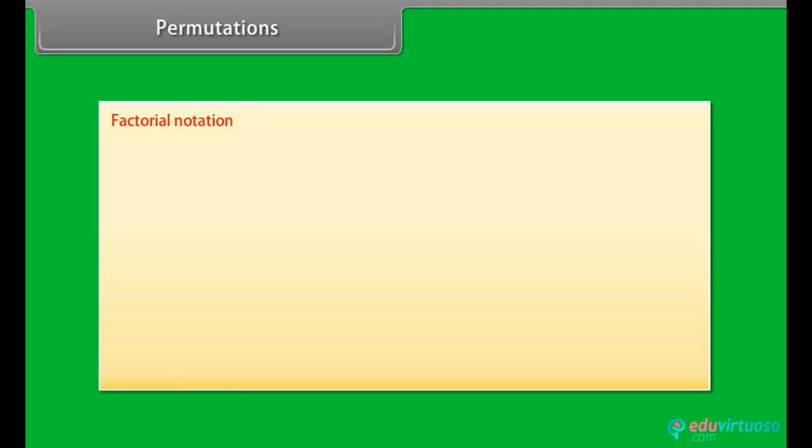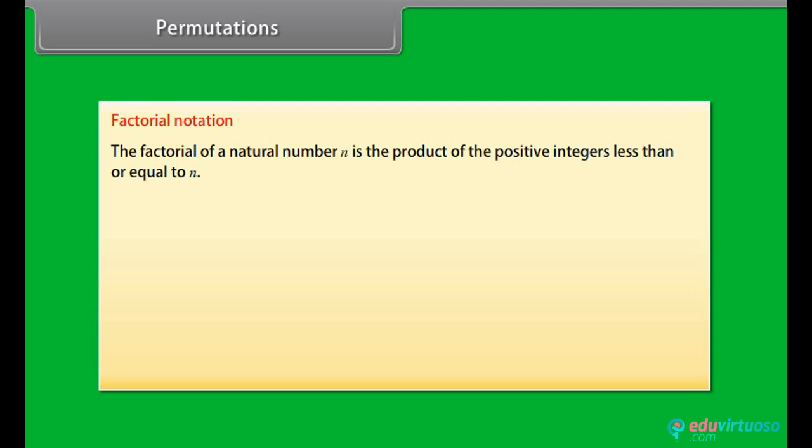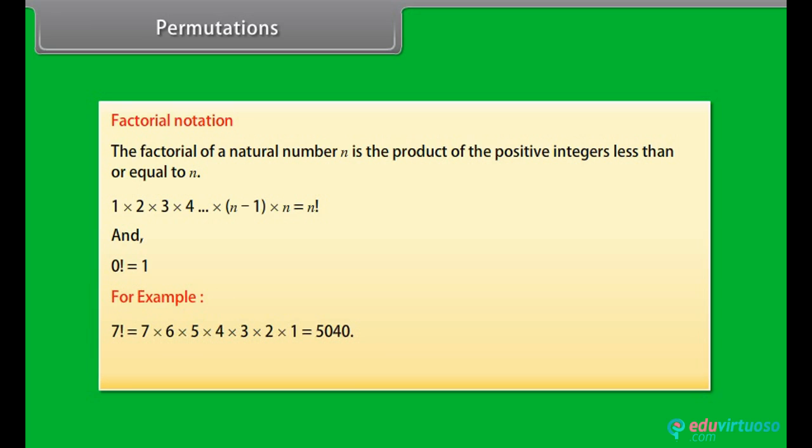Factorial notation. The factorial of a natural number n is the product of the positive integers less than or equal to n. 1 into 2 into 3 into 4 up to n minus 1 into n is equal to n factorial, and 0 factorial is equal to 1. For example, 7 factorial is equal to 7 into 6 into 5 into 4 into 3 into 2 into 1, which is equal to 5040. 5 factorial is equal to 5 into 4 into 3 into 2 into 1, which is equal to 120.